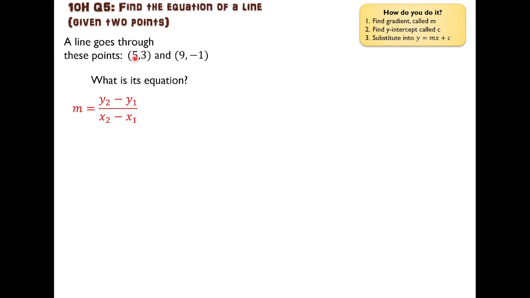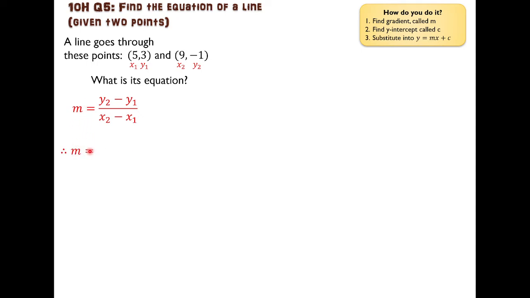of the first point. So that's x1. This is the y-coordinate of the first point. So that's y1. This is the x-coordinate of the second point. So that's x2. And this is the y-coordinate of the second point. So that's y2. And the reason is, it makes the next step very, very easy.